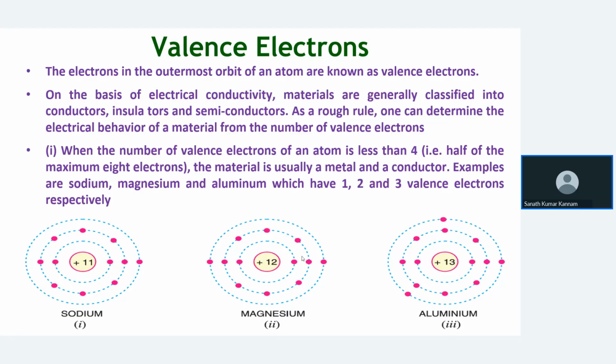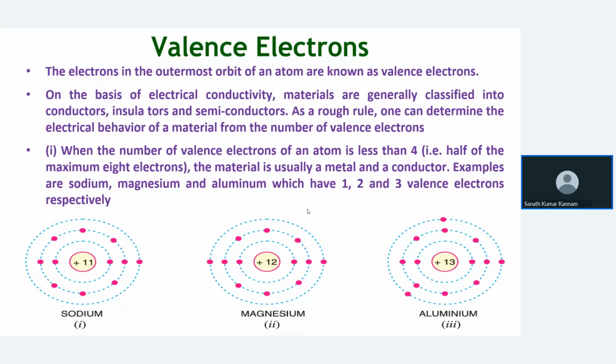We need to see that 4 is the reference point in the periodic table. If you move left towards 4, toward the left side of the periodic table, the conductivity increases. Those are nothing but what we call metals. And if you go right from 4, the conductivity decreases. Those we call non-metals or insulators. And valency 4 we call metalloids, or semiconductors.